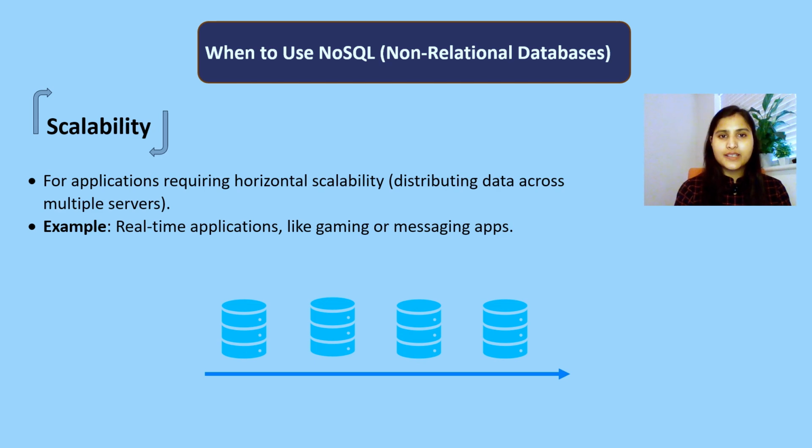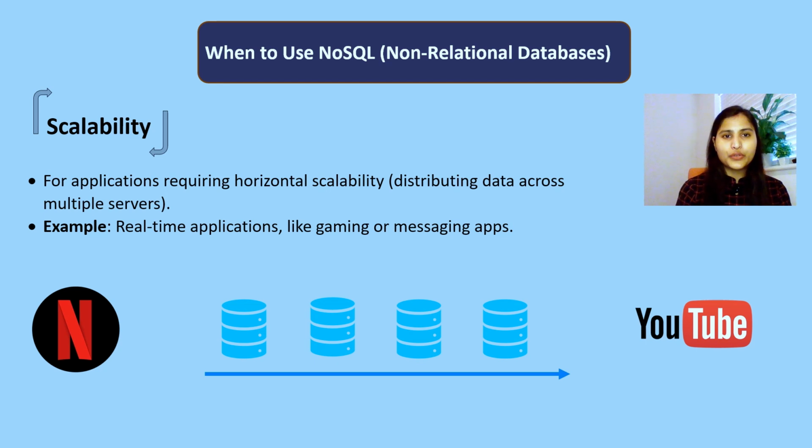Next is horizontal scaling. If you are dealing with massive data volumes, high traffic, or real-time analytics, NoSQL is your best friend. Imagine a video streaming service like Netflix or YouTube, where millions of users are streaming videos simultaneously. A NoSQL database can easily scale horizontally by adding more servers to handle this load, ensuring a smooth user experience.